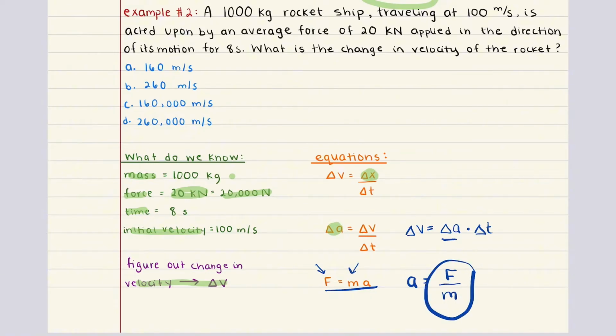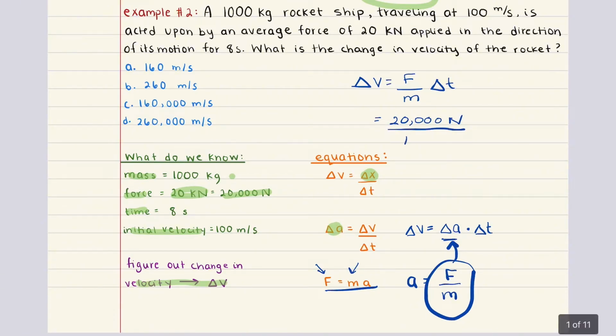And we can take this term and plug it into here to solve for change in velocity. So now our expression for change in velocity is going to be equal to force divided by mass multiplied by change in time. And we know all three of these variables, so we can go ahead and plug them into our equation. Force is 20,000 newtons.